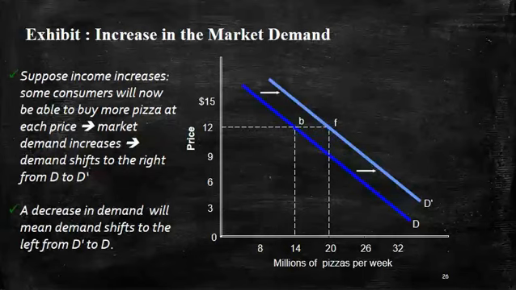Yun yung sinasabi dito. Suppose income increases, some consumers will now be able to buy more pizza at each price. Market demand increases, demand shifts from D to D. A decrease in demand, on the other hand, will mean demand shifts to the left from D to D. So, ito increase, ito decrease.